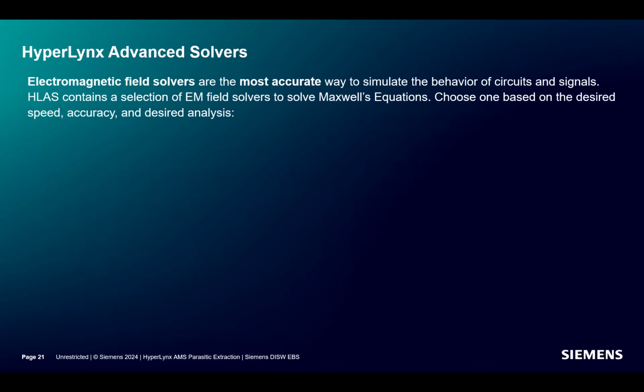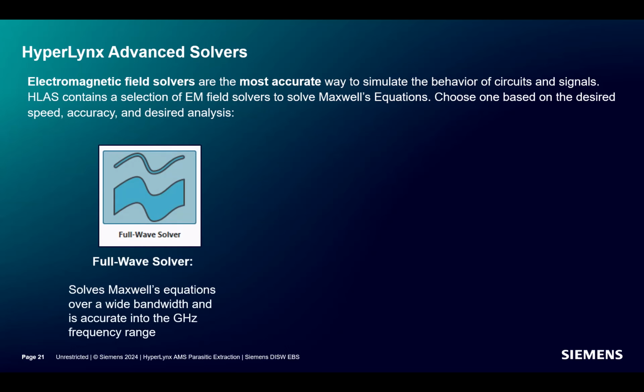Electromagnetic field solvers are the most accurate way to simulate the behavior of circuits and signals by directly solving for Maxwell's equations. As mentioned before, Hyperlink's advanced solvers features a selection of 3 solvers, and in Hyperlink's AMS, we select which one to use in parasitic extraction based on the desired simulation speed, accuracy, and type of analysis.